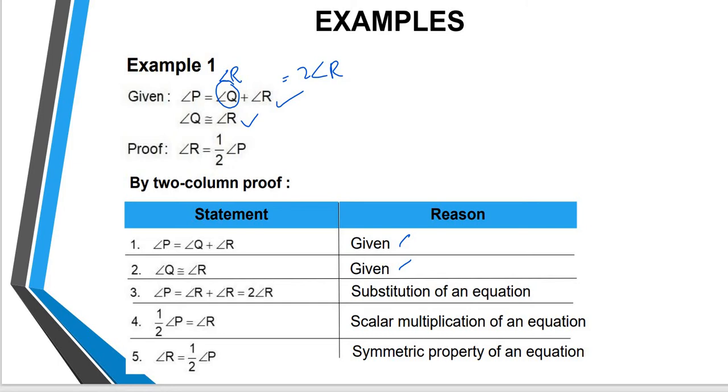Okay, how about the fourth statement? Half of angle of P is equal to R. So this is actually scalar multiplication of an equation. And how about the next statement? Angle of R is equal to half of angle of P. So this is the symmetric property of equation. It is something similar to the one above, right? That's why it is the symmetric property of an equation.